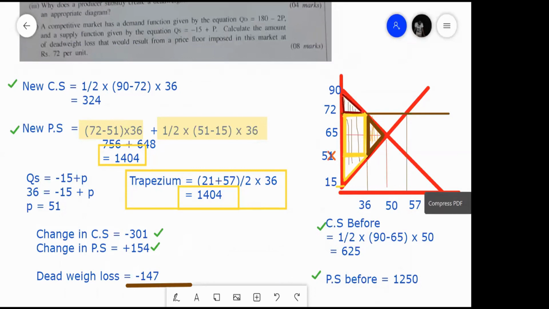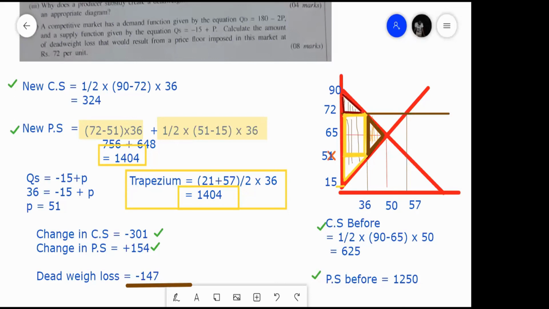So don't go with this. Don't directly find the area of this triangle, because why? This is the 8-mark question now, guys. If you are directly finding the area of the triangle, yes, you will get the same answer of 147. It's correct. But you might not end up getting the entire 8 marks. You show the method, you show the consumer surplus, producer surplus, change, and that is how you're getting the deadweight loss of 147.